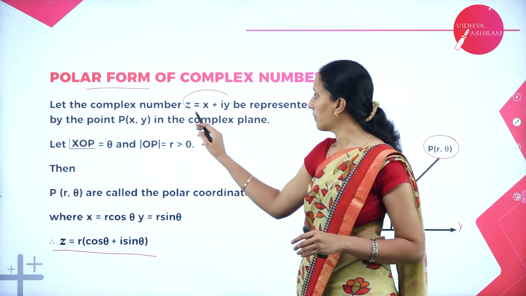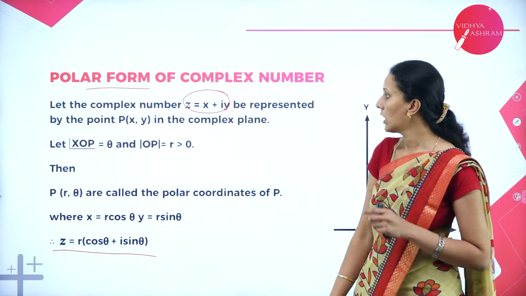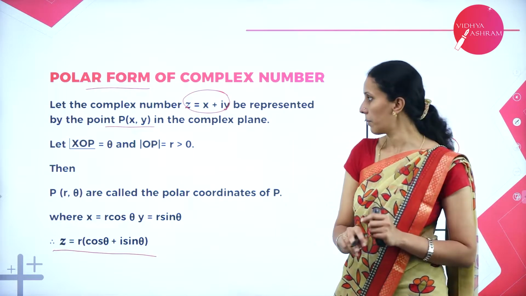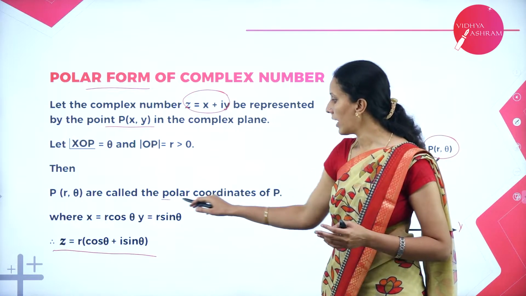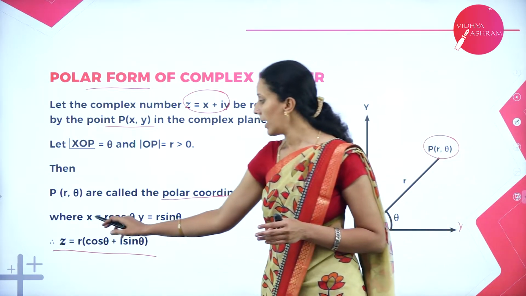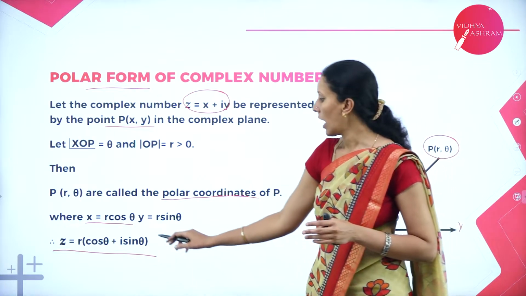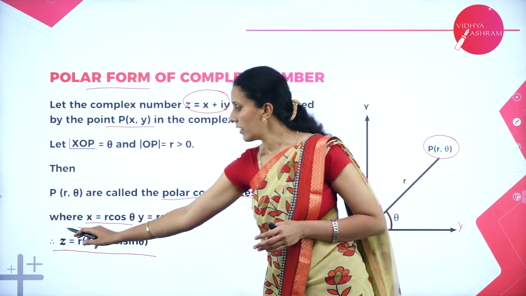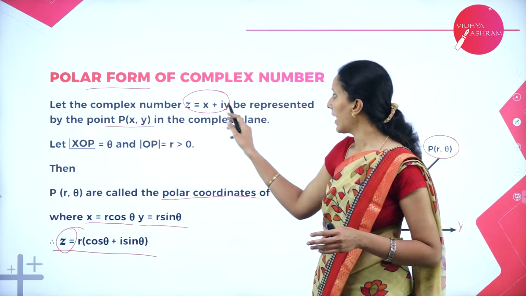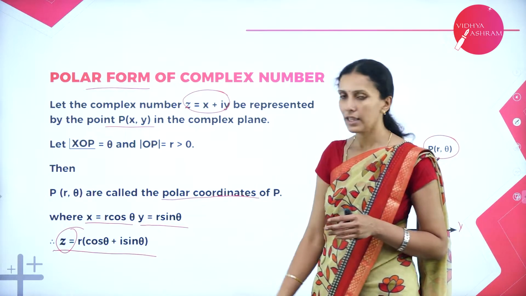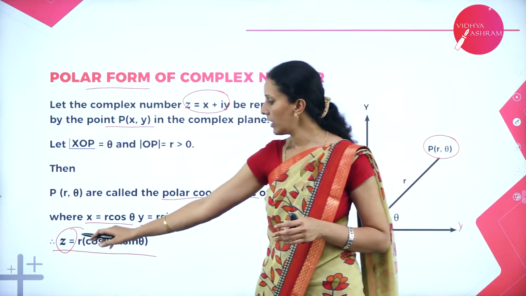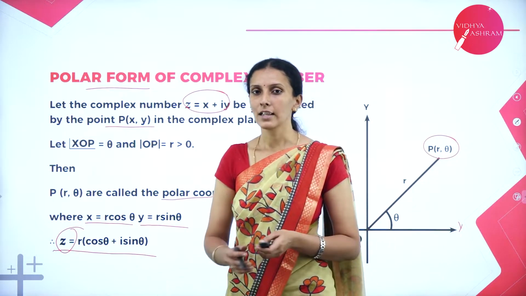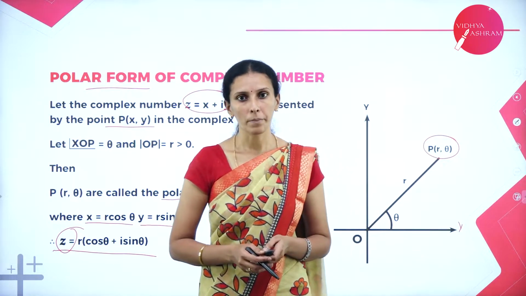Any complex number z is equal to x plus iy represented using a point P of x comma y in a coordinate plane. But in polar coordinates, x is taken as r cos theta and y is taken as r sin theta. So if you replace x and y by r cos theta and r sin theta, you can take r outside, and you will get the form r into cos theta plus i sin theta. This is the polar form of a complex number.